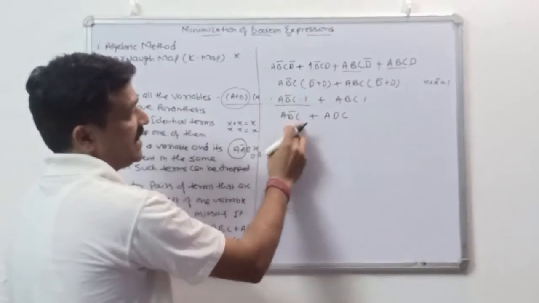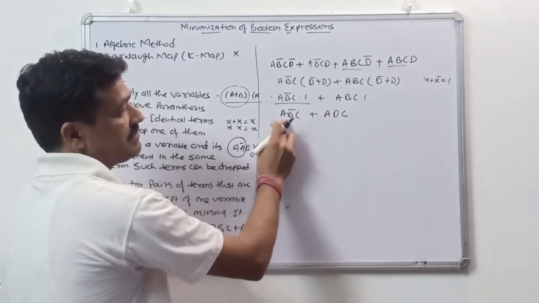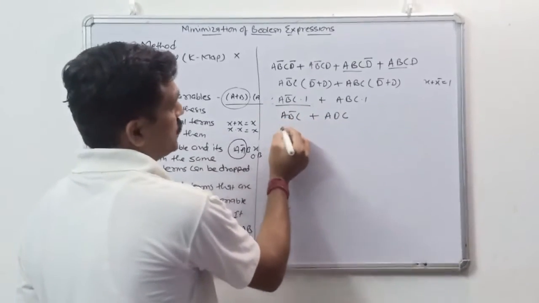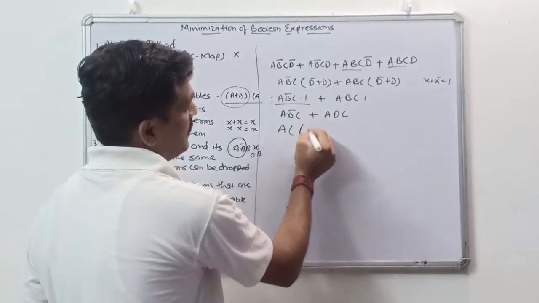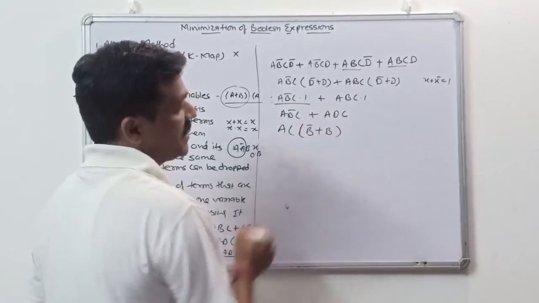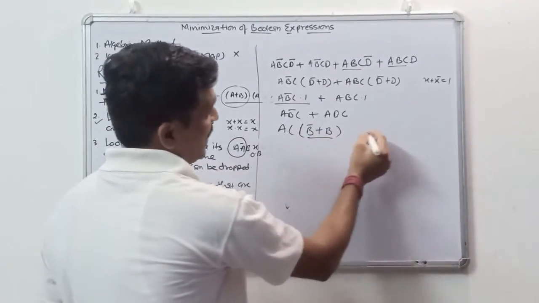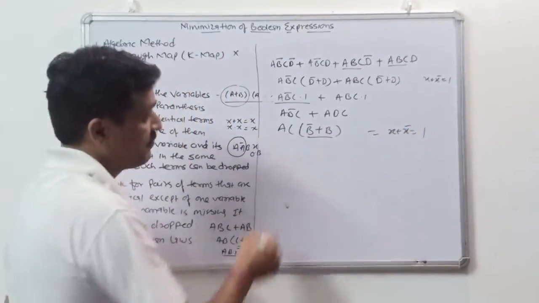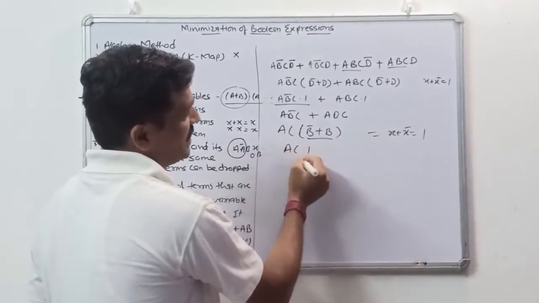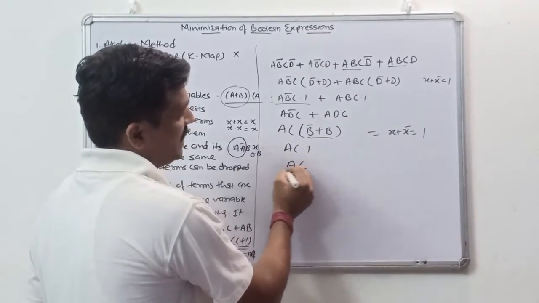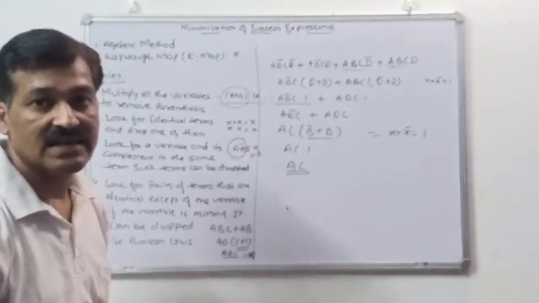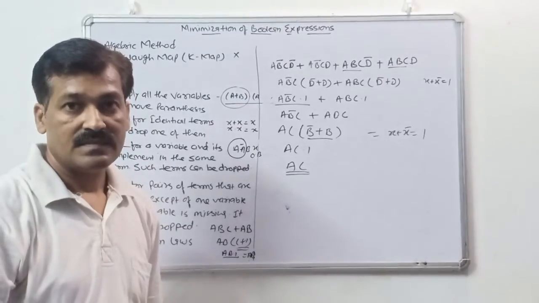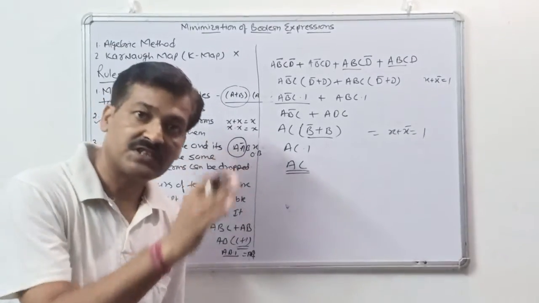Look at it. A and C are identical, not B. So AC is common. In brackets it is B bar plus B. Again, x plus x bar equals 1, the complementarity law. So it is AC into 1, and finally the reduced term is AC. The expression is reduced.